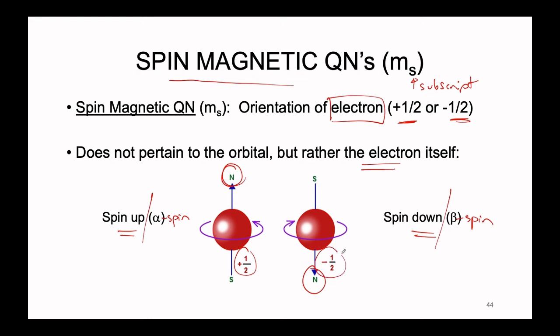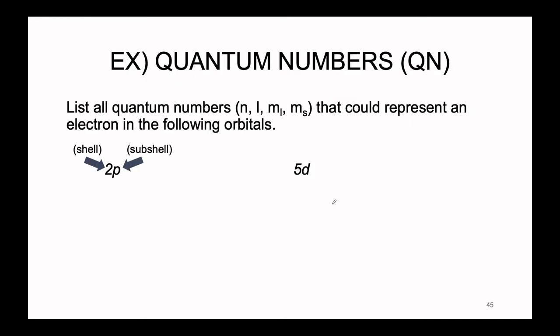m sub s. So this is the equivalent then of, if you're writing a letter to an electron, you know its city, you know its street, you know its home address. Now all you need to do is give it a label. Are you writing your letter referring to your +1/2 electron or your -1/2 electron?